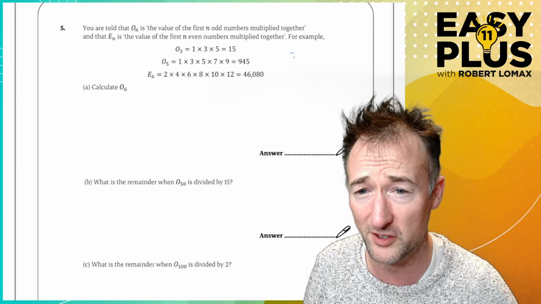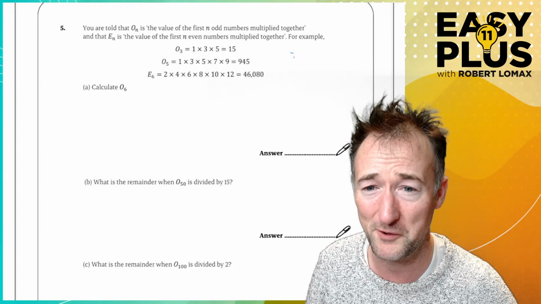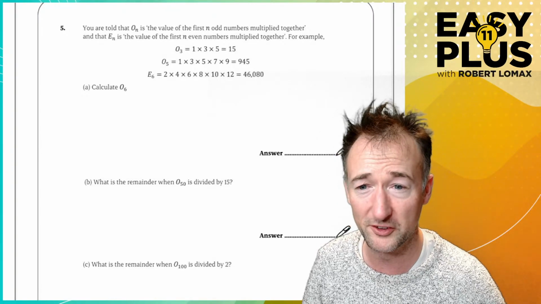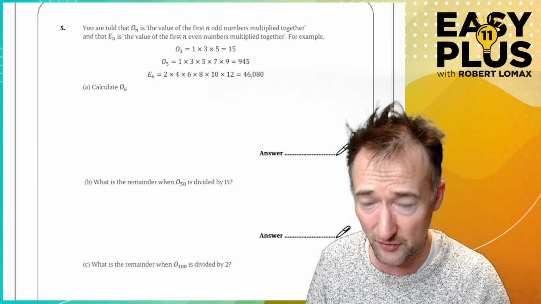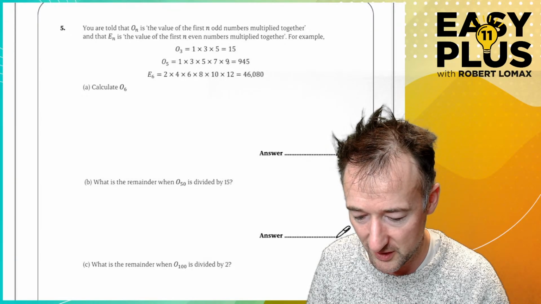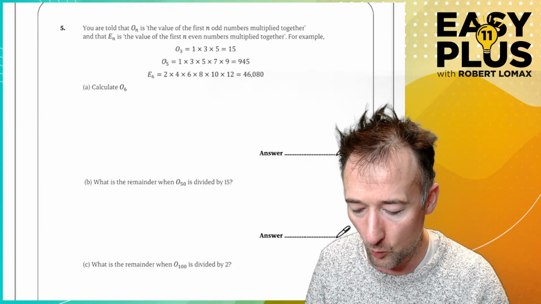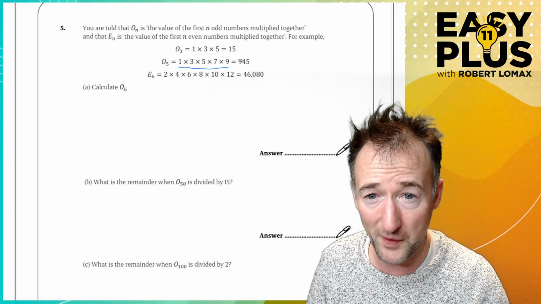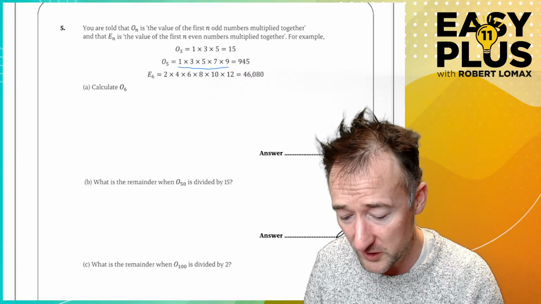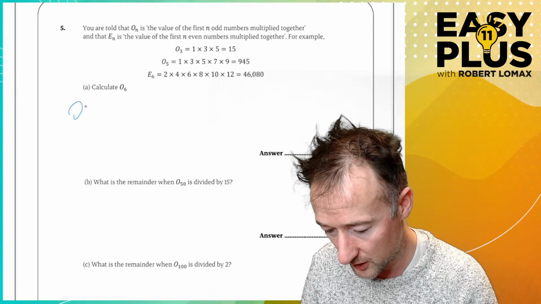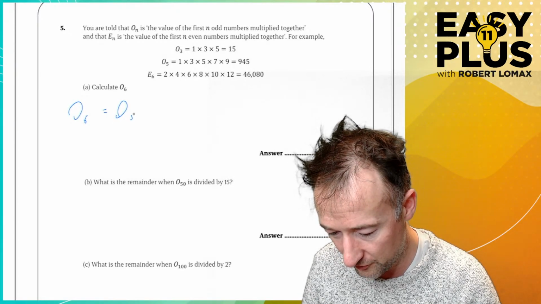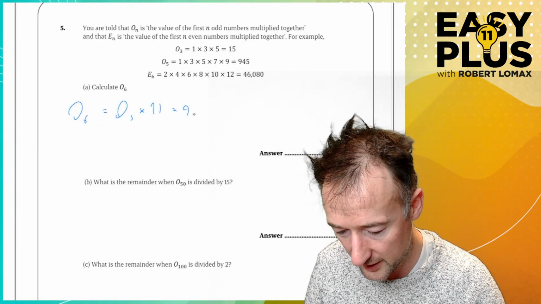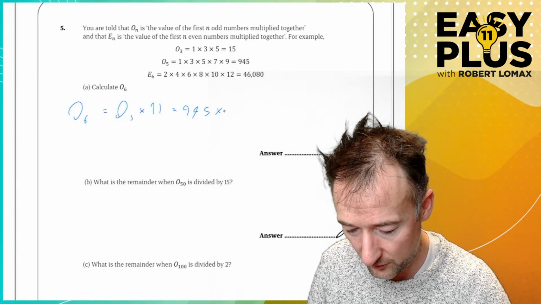Take time with this information at the top of an exam to make sure that you fully understand what you're doing. If you don't, you're going to be really stuck when you get on to answering the questions. So if O5 is 1 times 3 times 5 times 7 times 9, and that's 945, what's O6? Well, O6 is all of this stuff times by the next odd number, which is 11. So we do not need to work it all out from scratch. O6 equals O5 times 11, and O5 was 945, so it's 945 times 11.